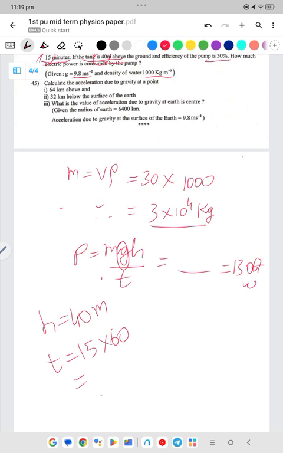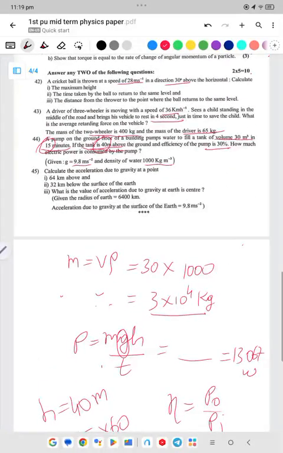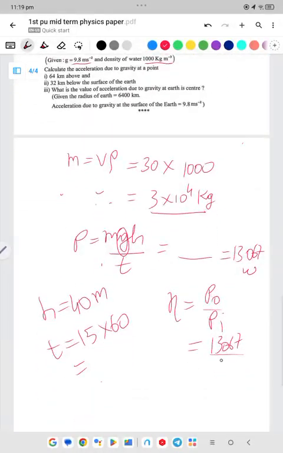Now you have to find efficiency. Efficiency is nothing but eta is equal to P naught by P i, that is power output by power input. Power output is 13067 divided by power input, and efficiency is 30%, that is 0.3. After calculating, you will get the answer.